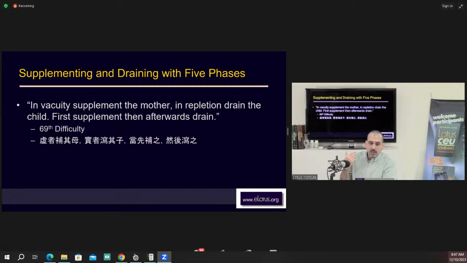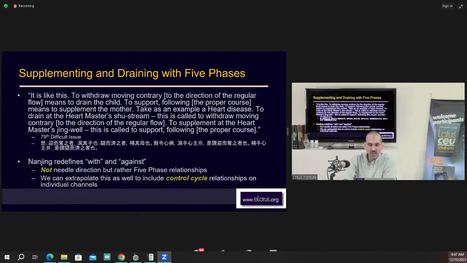This comes from the 69th difficulty from the Classic of Difficulties, and it gives us one of the basic core fundamental ideas of how we do supplementing and draining using the 5 phases. Now, to understand probably the most basic needle application of this rule, we go to the 79th difficult issue, which says: to withdraw, moving contrary to the direction of the regular flow, means to drain the child. To support, following the proper course, means to supplement the mother. Bear with me, sometimes this language is a bit tricky the first time you hear it.